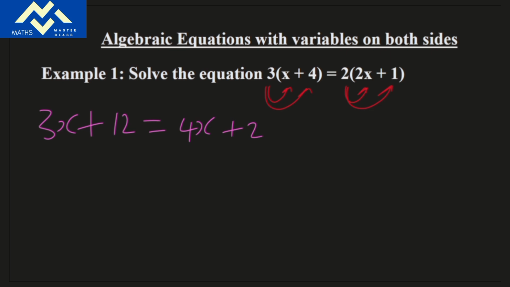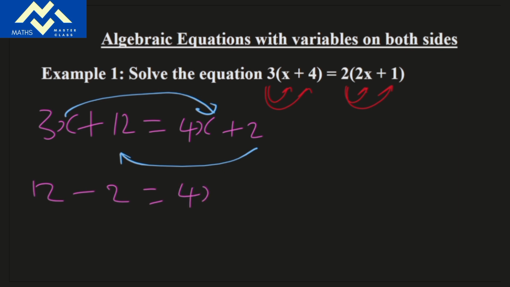Just a recap. In collecting like terms, we move the terms with the same variable and power to one side of the equation. And when a term is moved to the other side, its sign changes to the opposite sign. Here, I will move 2 to this side, it will become minus 2. So we have 12 minus 2. And I will move 3x to this side. It will become minus 3x.